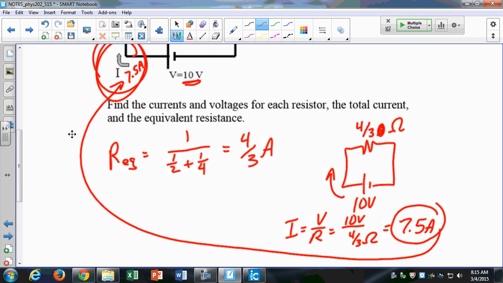Y'all with me on this? Okay, yeah, that's a perfectly valid way to do it. If you want to do that, that's fine. But it's also just as easy to find the voltage across each and the current through each.